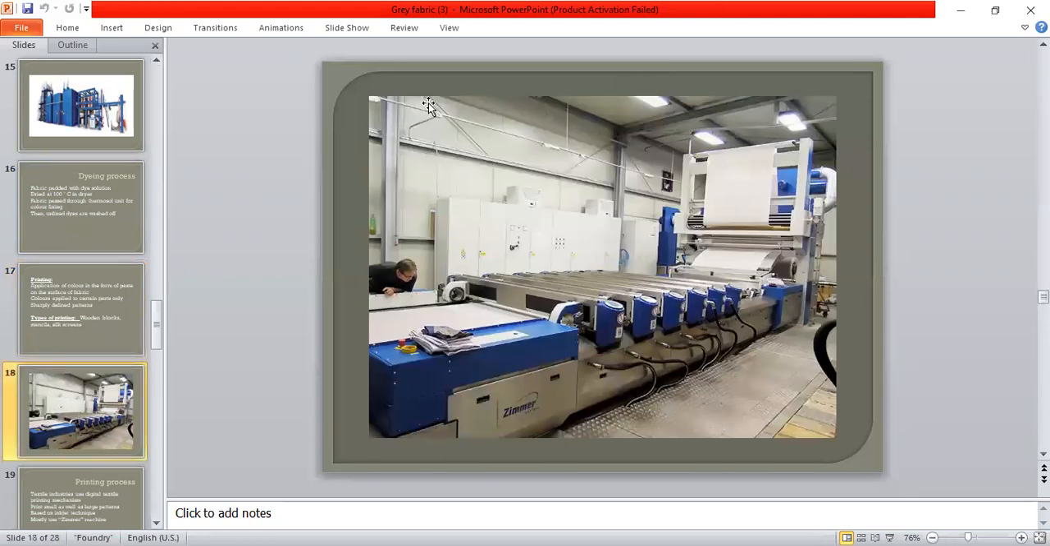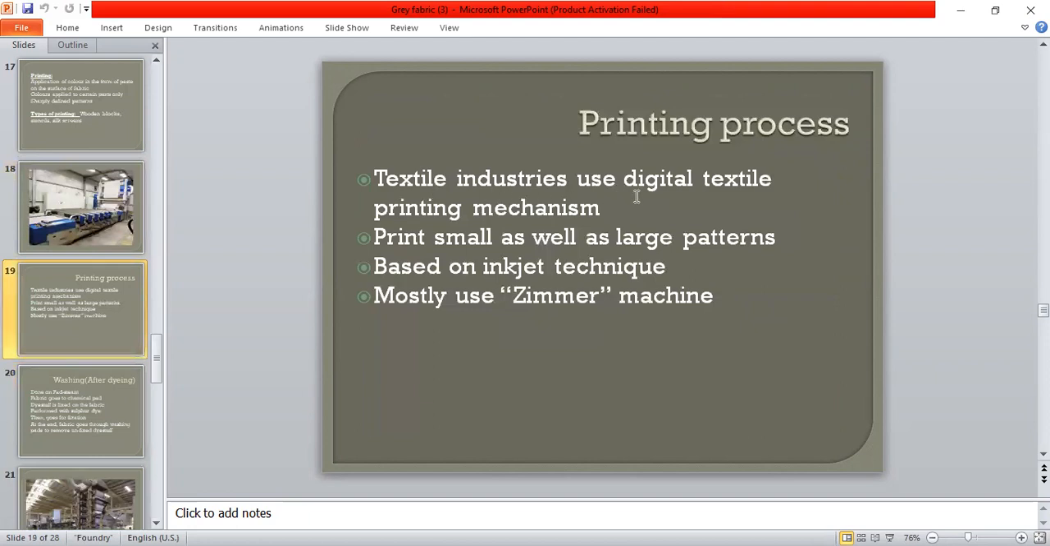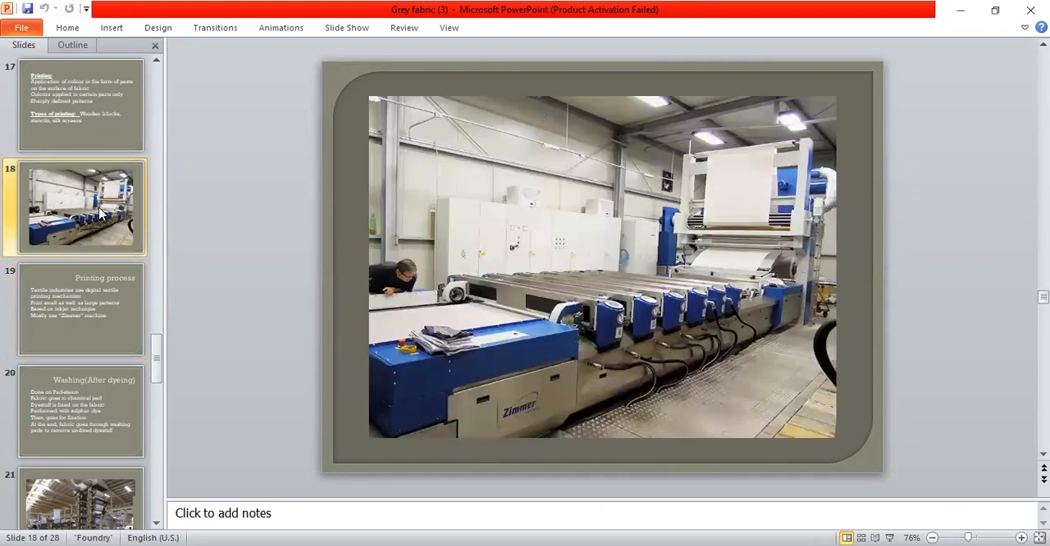This is the printing machine. Step by step, the fabric is passed through these frames and then it is printed. It is known as the Zimmer machine. Textile industries use digital textile printing mechanisms to print small as well as large patterns. It is totally based on the inkjet technique, mostly using the Zimmer machine. So this is the Zimmer machine which helps in the printing process.